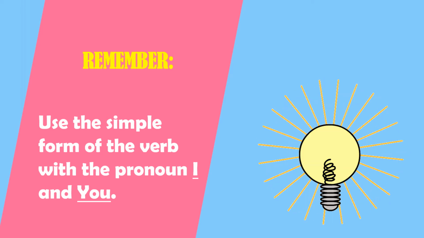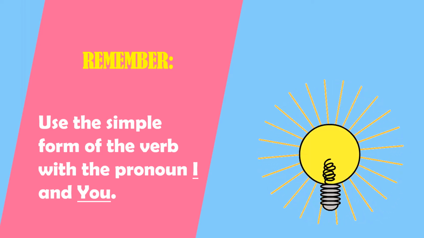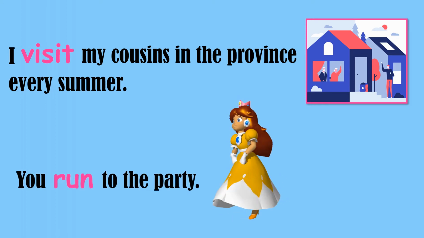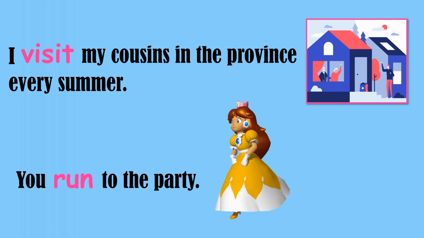Use the simple form of the verb with the pronouns I and you. Examples: I visit my cousins in the province every summer. You run to the party.